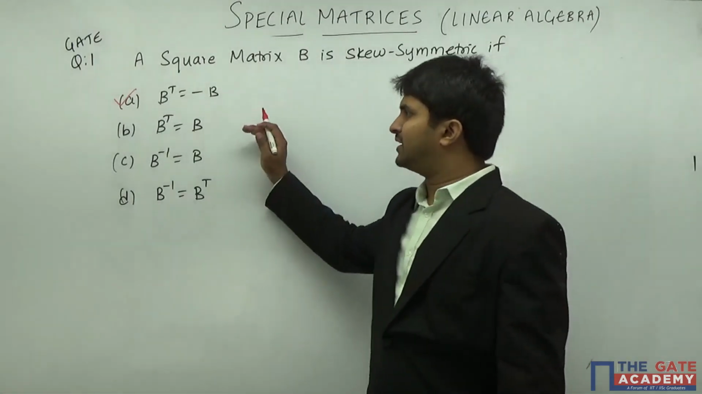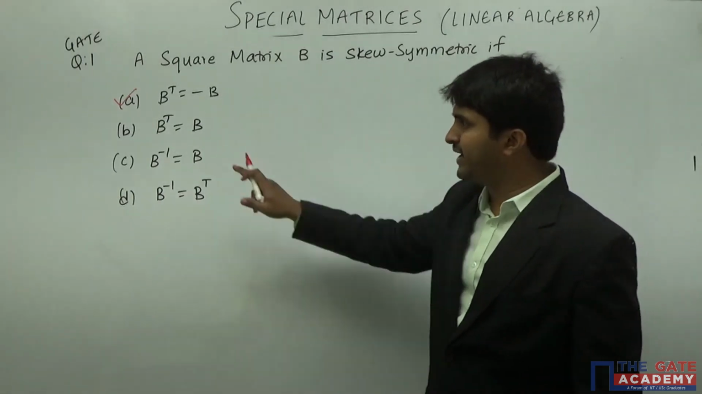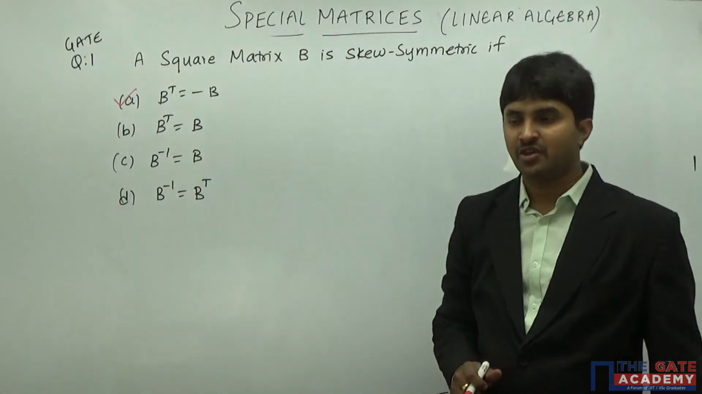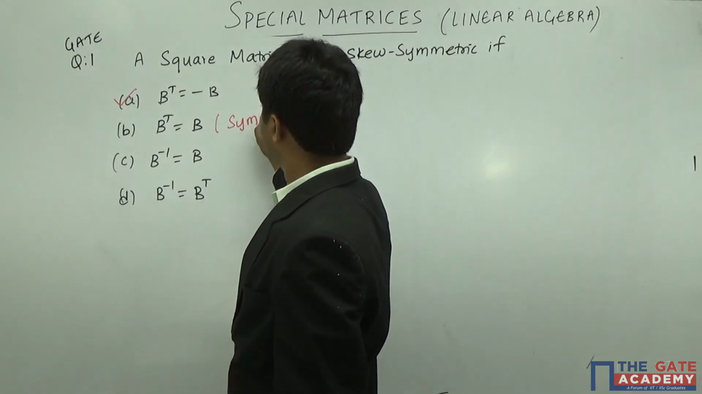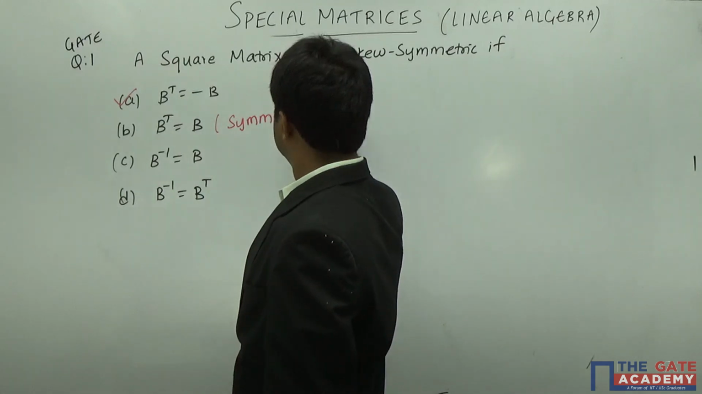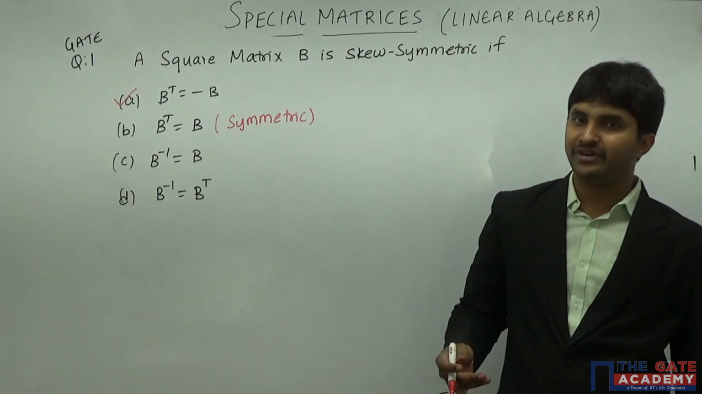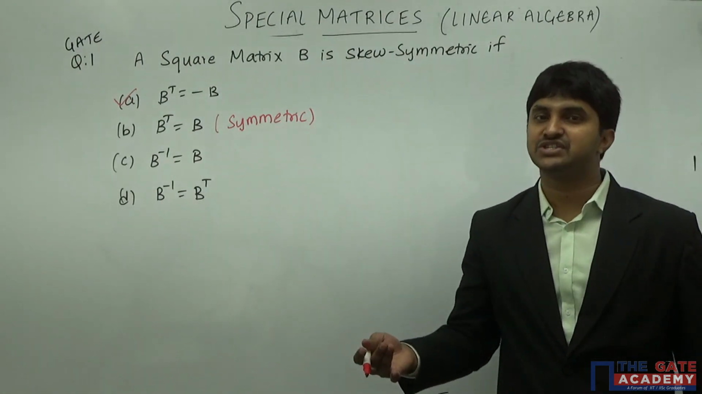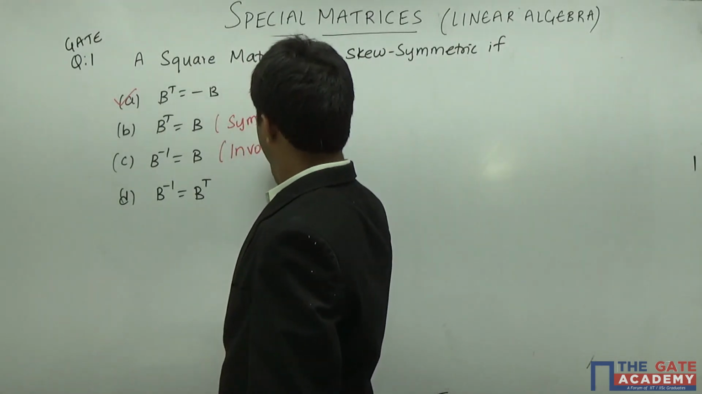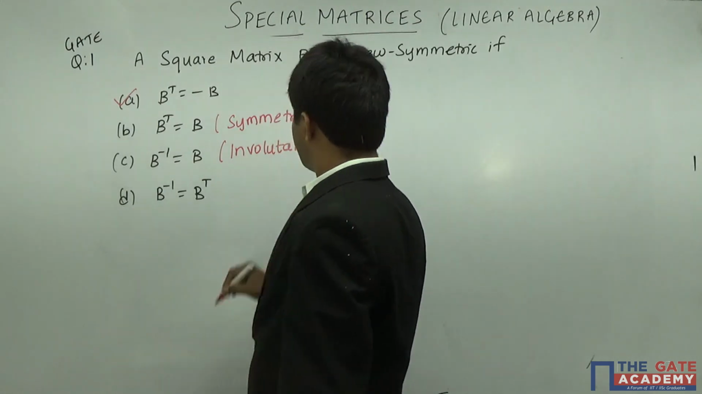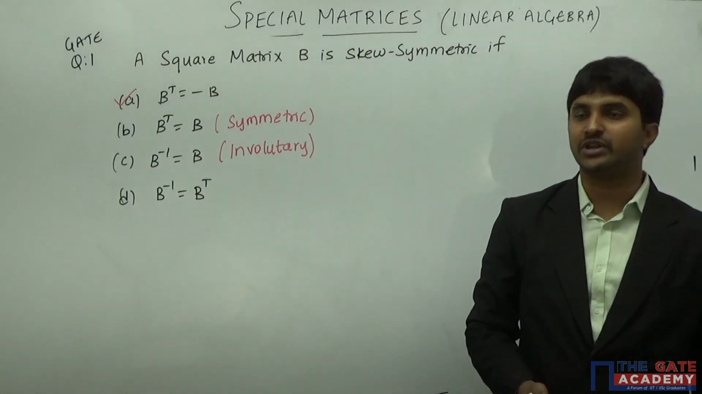Okay, now let us look at the other options. Is there any learning that we can have from the other options? B transpose is equal to B, what does it mean? When B transpose is equal to B, it is nothing but a symmetric matrix. B inverse is equal to B. Whenever the inverse of the matrix is equal to the same matrix, we call the matrix an involutory matrix.